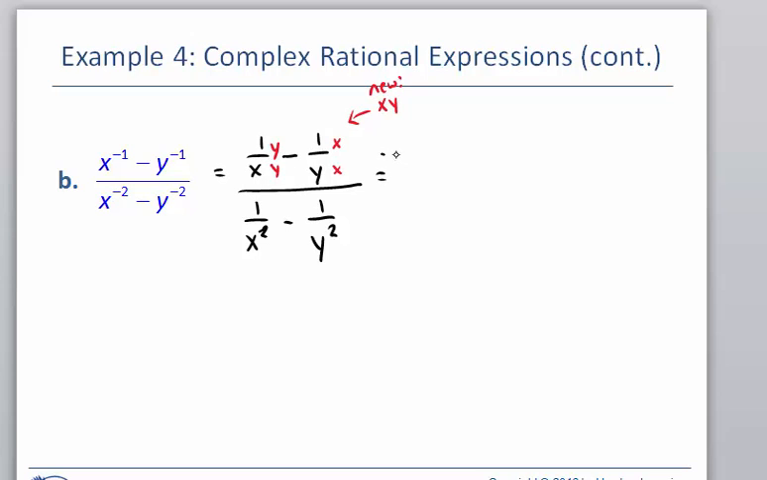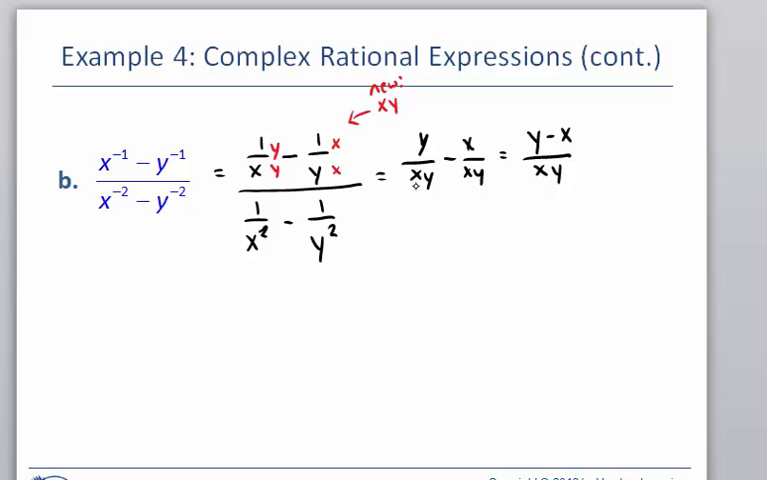And so the top part here becomes y over xy minus x over xy. We'll merge our two fractions together and get y minus x over xy.